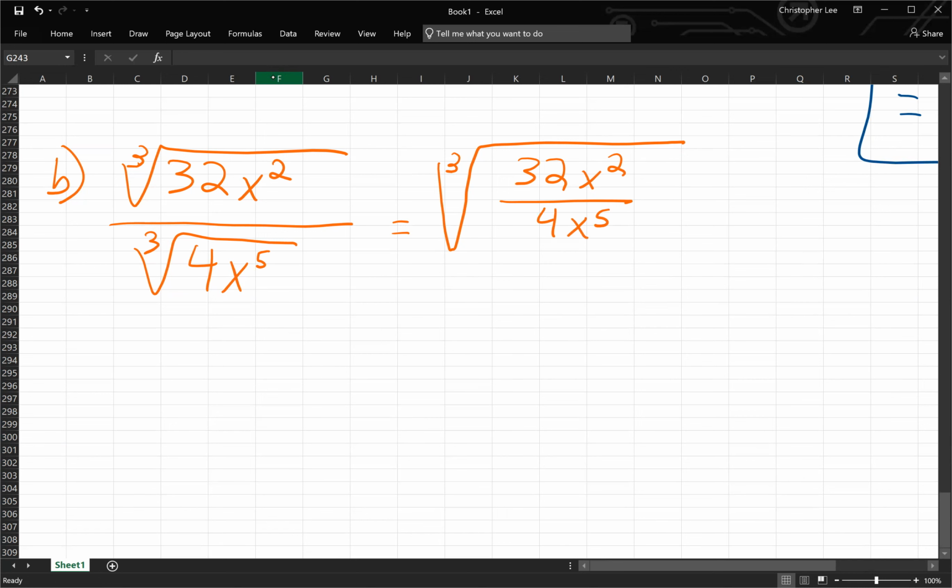Now what you do, simplify the fraction inside, right? So 32 divided by 4, what's that? Remember, numbers with numbers, variables with variables. Yeah, makes it easier. It's 8. All right. And then now help me out. X squared divided by x to the 5th is x to the what power?